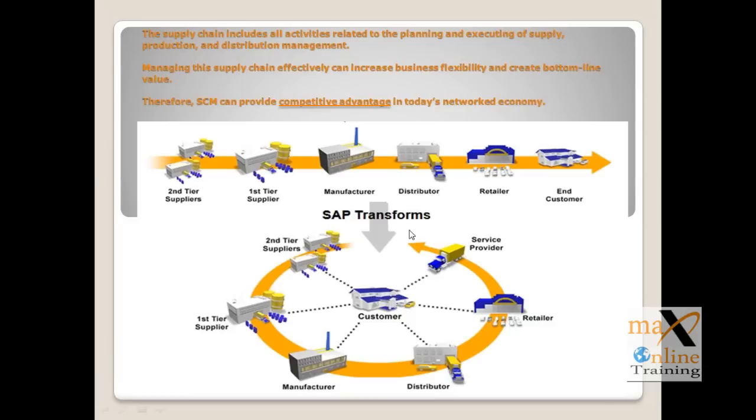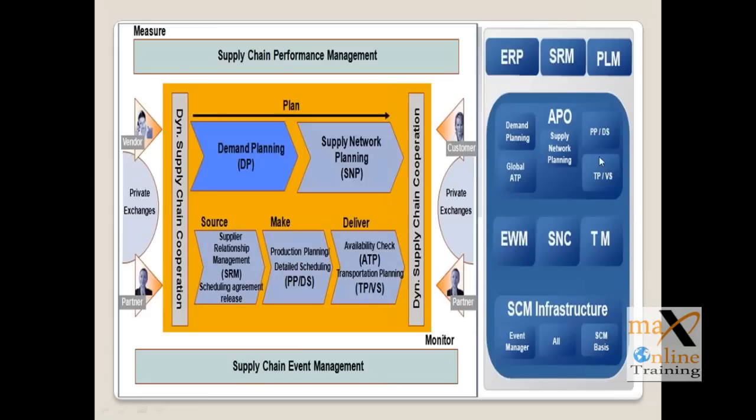So that's why we are interested in SAP. You can see this blue highlighted area. All of these are part of the SAP supply chain management software. APO is one of the tools, and we also have extended warehouse management, supply network collaboration, transportation management, and event management. Like that, we have different components in SAP SCM.